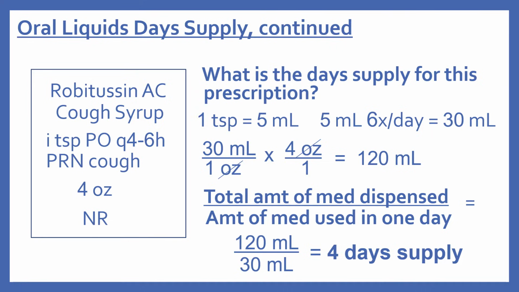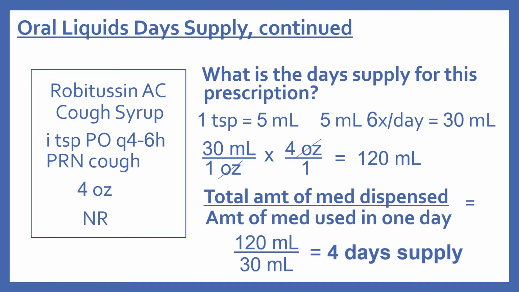So that's going to be 5 milliliters 6 times a day. We get the 6 times a day because the maximum that could be taken would be every 4 hours. So there are 24 hours in a day, so we would divide 24 by 4, which gives us 6 times a day. So 5 milliliters times 6 times a day, 5 times 6 gives us 30 milliliters that could be taken in one day. And now we need to convert our amount dispensed also to milliliters, because remember, they have to be in the same units.